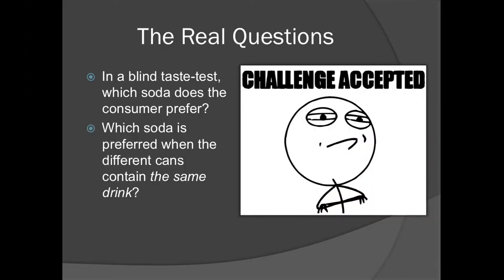The two questions we want to solve with this experiment are, in a situation where the subject does not know which drink of the two that they are consuming, which do they rate higher? And the second question being, in a situation where they drink the same soda out of two different cans, do they still show a preference for one based on visual appearances of the can? So with those in mind, let's move on to what challenges this experiment had for us.